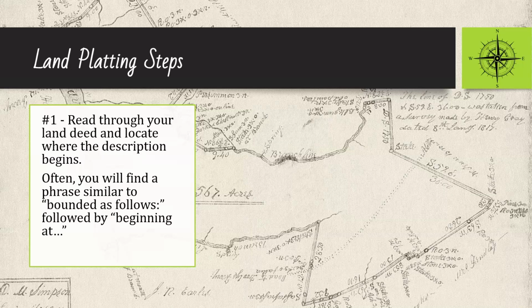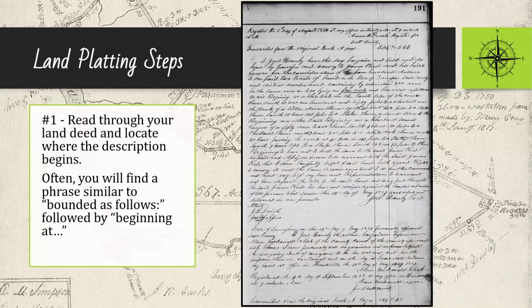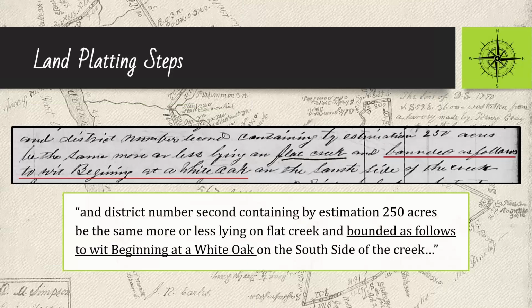All right, start off reading through your deed and figure out where your description begins. These deeds have a lot of legal jargon at the top and the bottom, and usually the description is somewhere right in the middle. Look for phrases like bounded as follows or beginning at. So here's a deed that I grabbed. Right here in the middle, I found the phrase bounded as follows, to wit. So that is where the official description is starting. If you can read a little bit above that, we've got 250 acres lying on Flat Creek and bounded as follows. So this is where we're going to start.